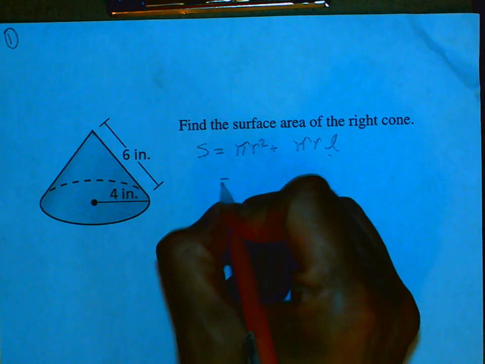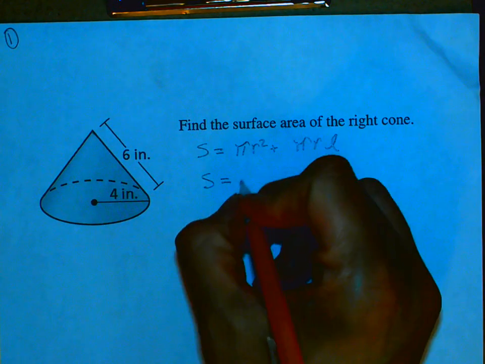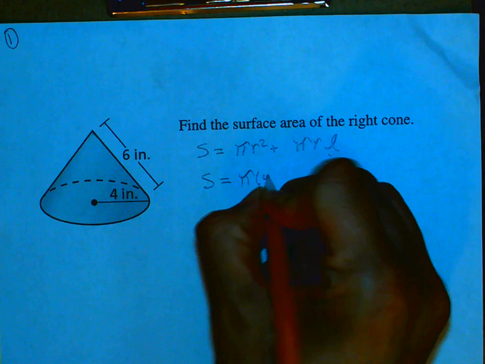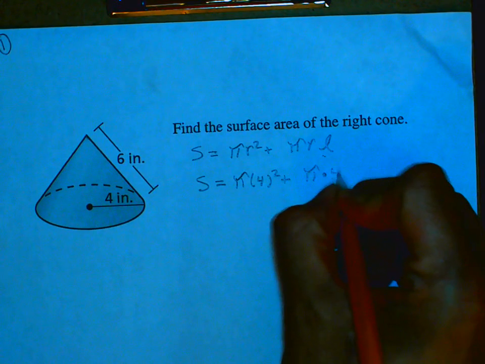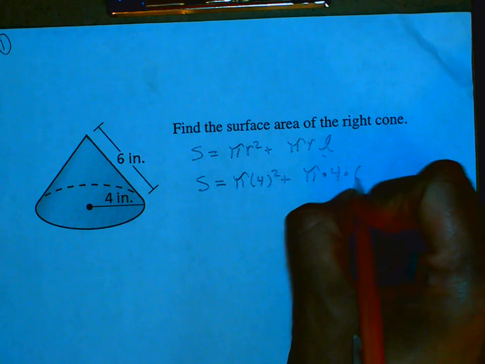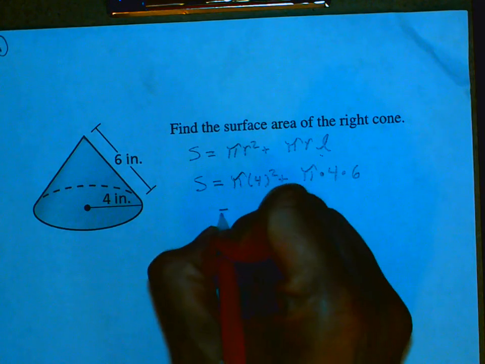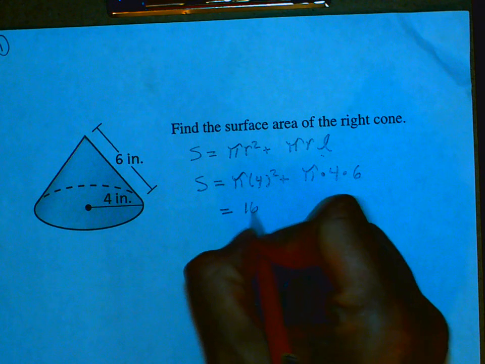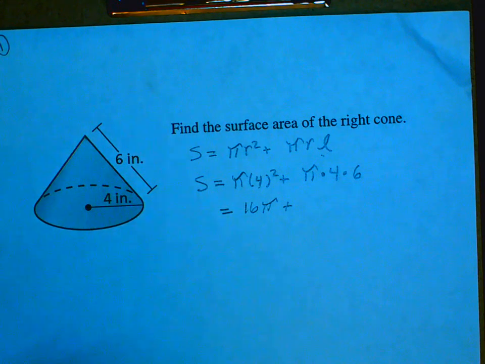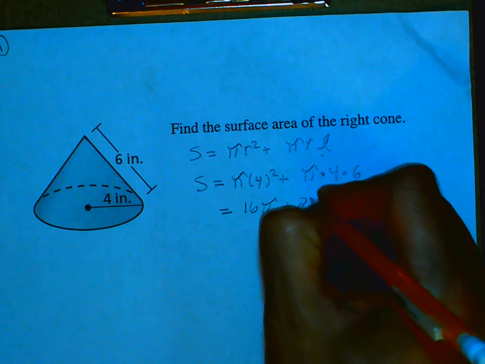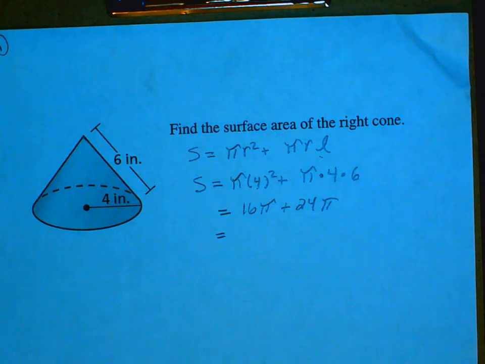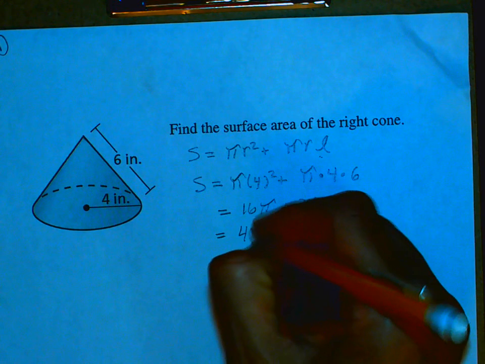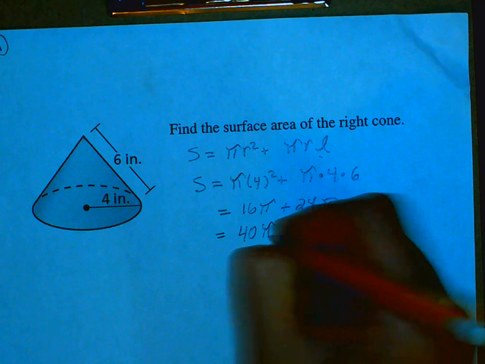All we need to do is substitute. That's going to give me pi multiplied by 4 squared plus pi times 4 times L, which is 6. 4 squared, that's 16 pi. 4 times 6, that's 24 pi. So 16 plus 24 is going to give me a total of 40 pi. Now that would be the exact answer.